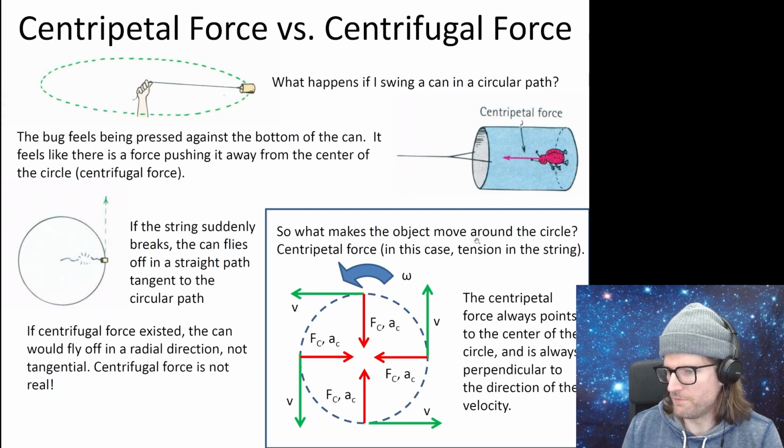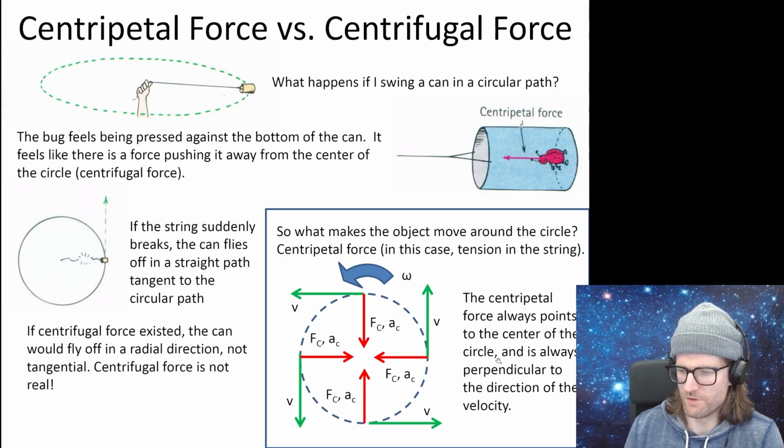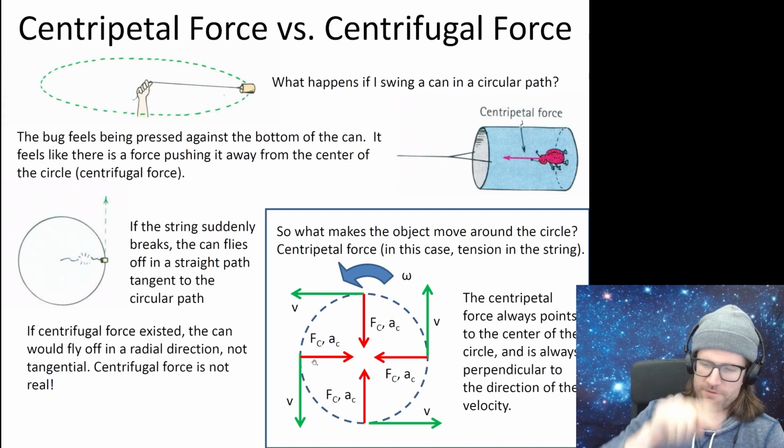So what makes the object move around in the circle? It's the centripetal force. In this case, it's the tension in the string. The centripetal force always points to the center of the circle and is always perpendicular to the direction of velocity. So at this particular point, velocity is tangent. Force is directly in towards the center of the circle. At a different point, velocity is tangent. Force is in towards the center of the circle. And these are centripetal force and centripetal acceleration to keep the object in circular motion.